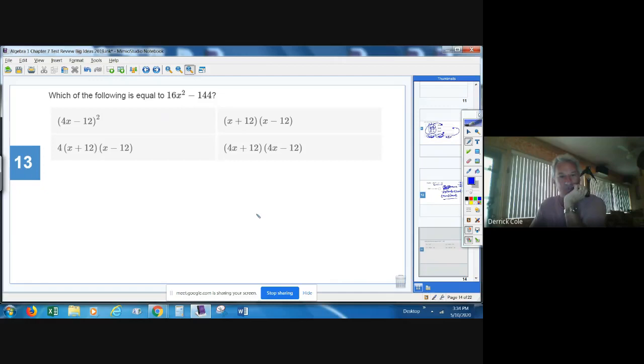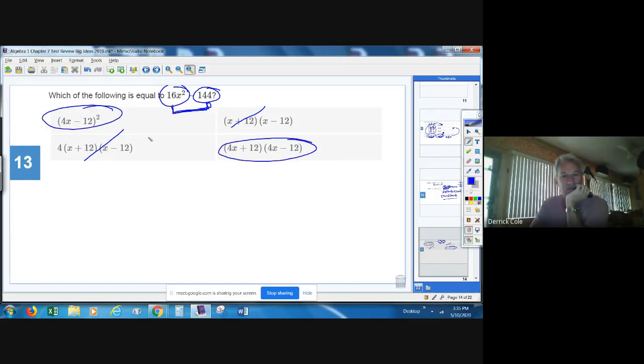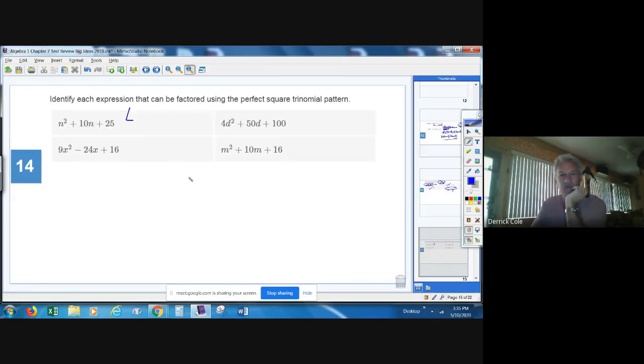All right, which of the following is equal to this? All right, this is the difference of two squares. So I need to take the square root of this, which is 4x, and the square root of this, which is 12. So it's got to be either this or this. All right, but it's the difference. That means I got to put a plus and a minus. So this one ain't it. It's right there. All right, identify each expression that can be factored using perfect square trinomial pattern.